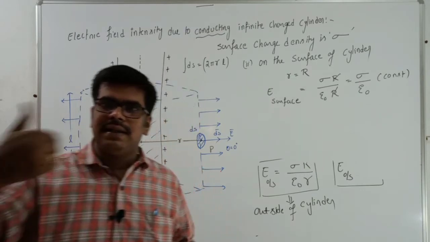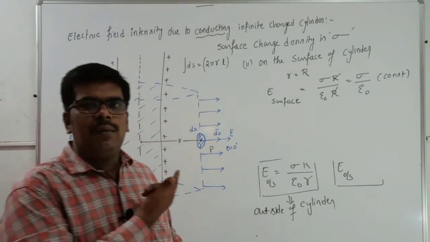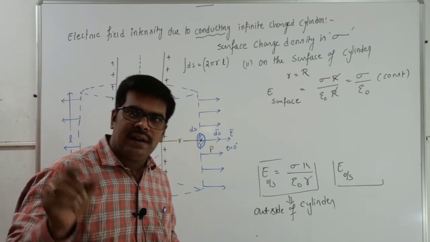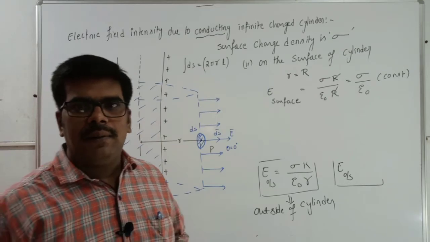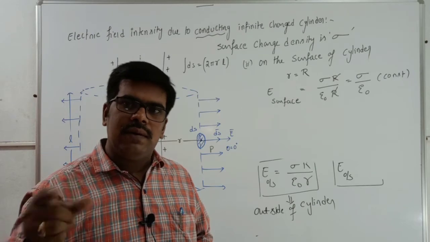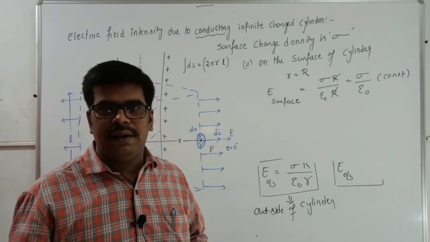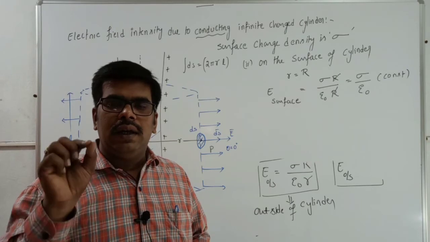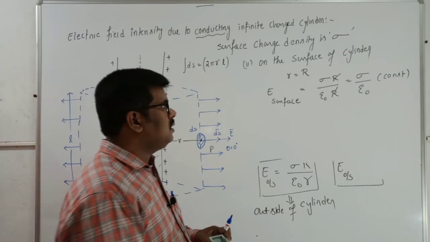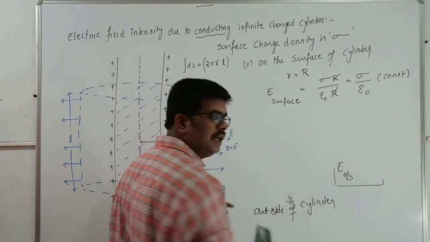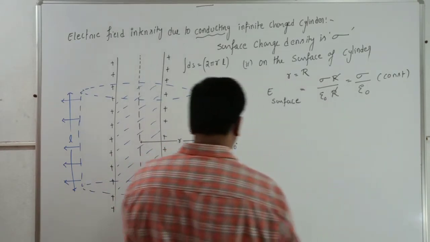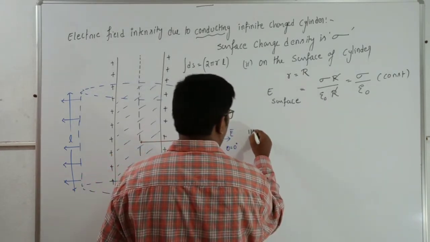Now the third case: what is the electric field intensity inside? The body we are taking here is a conducting body, and we already discussed whether charge is present inside a conducting body. In a non-conducting body, charge is present inside as well as over the surface. But in a conducting body, the charge inside the body is 0, so obviously the electric field intensity inside is also 0. Let us see the third one.